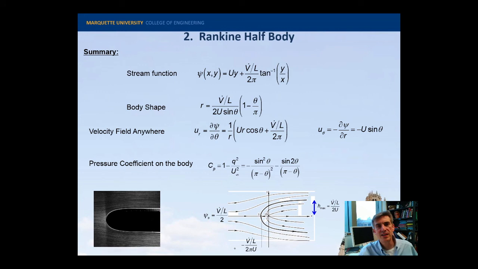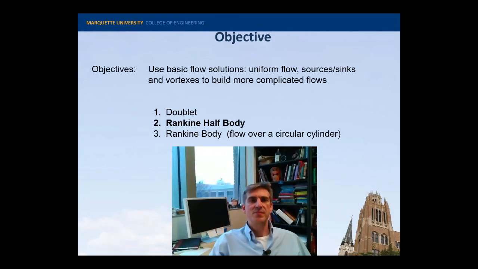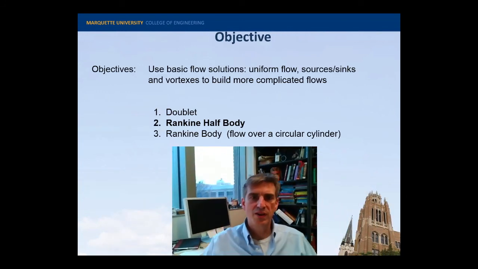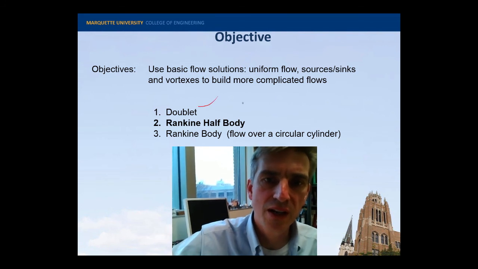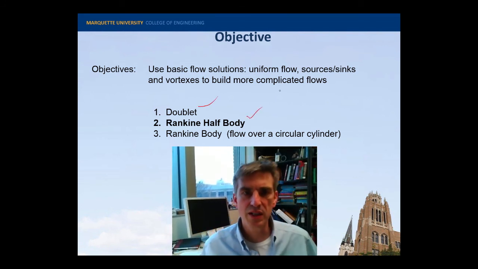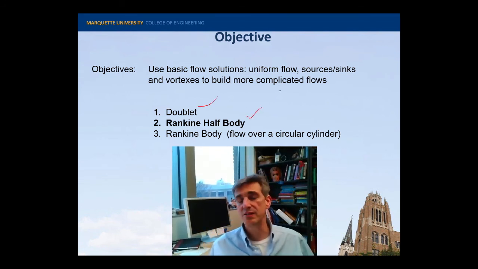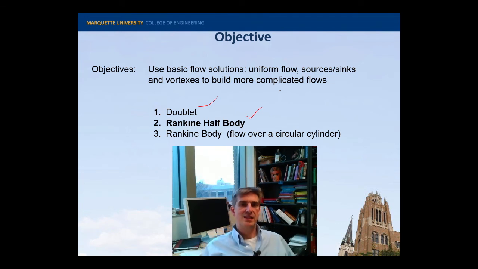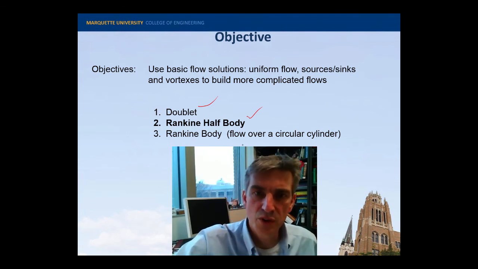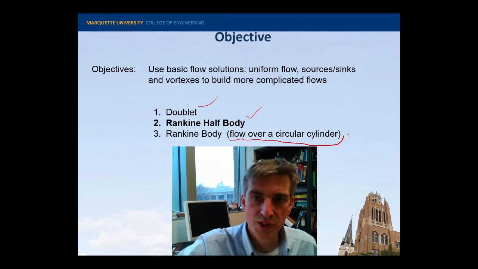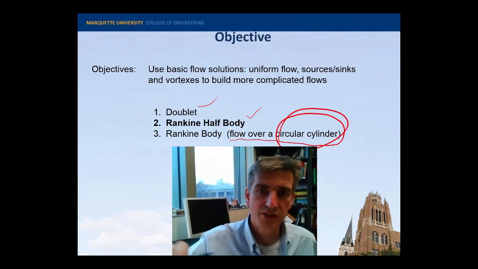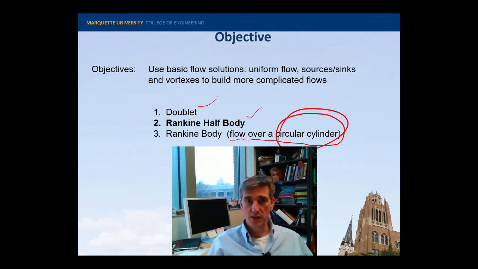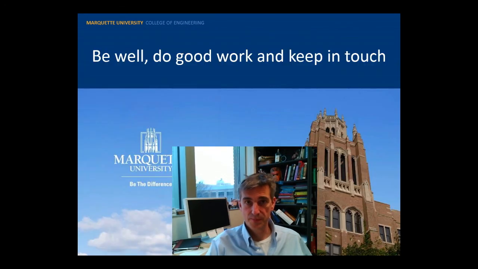All right, so that's the Rankine half body. We went through that problem. We've already done the doublet, and we've covered the Rankine half body. So the next one we're going to do in this series is the Rankine full body. And that's essentially uniform flow over a circular cylinder, where the circular cylinder is the doublet. So we will take that up next time.